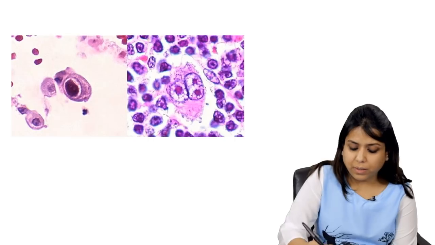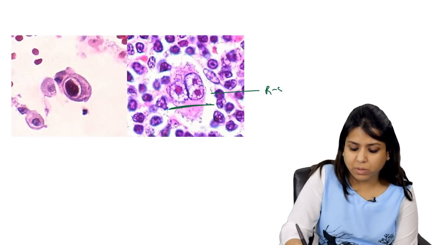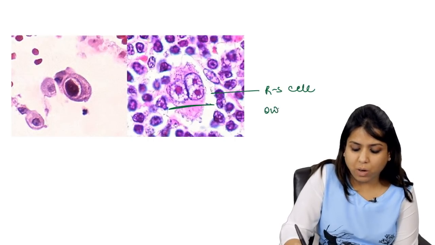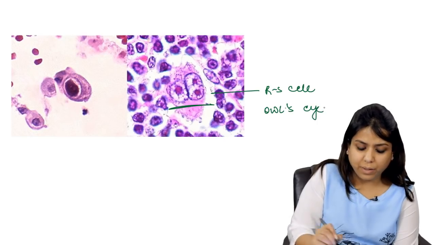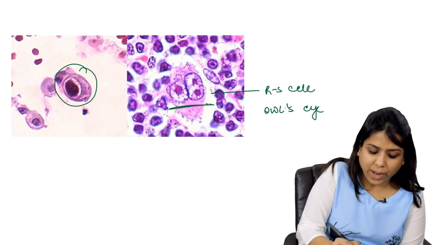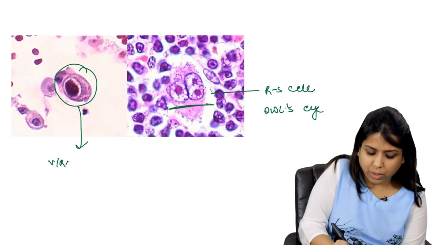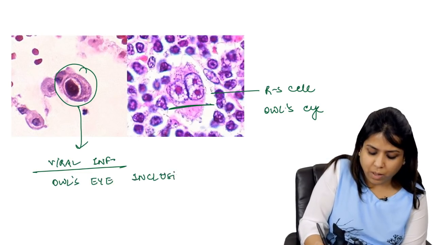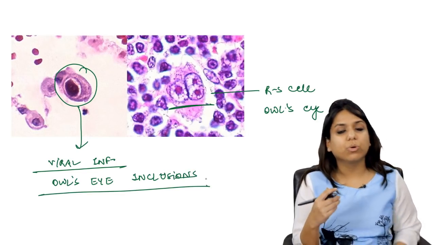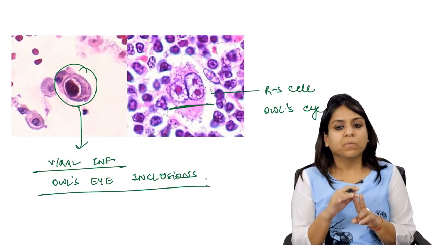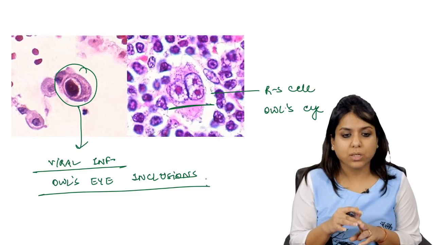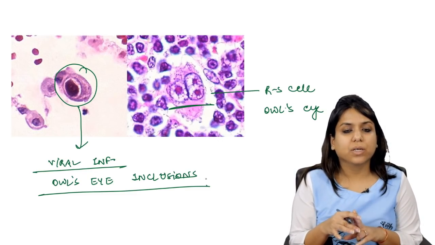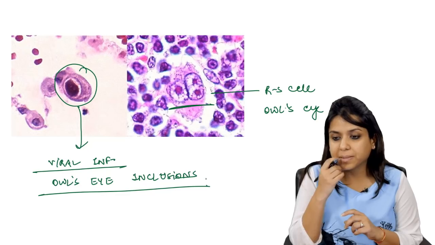Then again, this is a Reed-Sternberg cell which has an owl's eye appearance. And in viral infections, if a patient has a viral infection, there are owl's eye inclusions. So two owl's eyes in pathology: owl's eye, Reed-Sternberg cell, Hodgkin's lymphoma. In viral infections, there can be owl's eye inclusions, right?